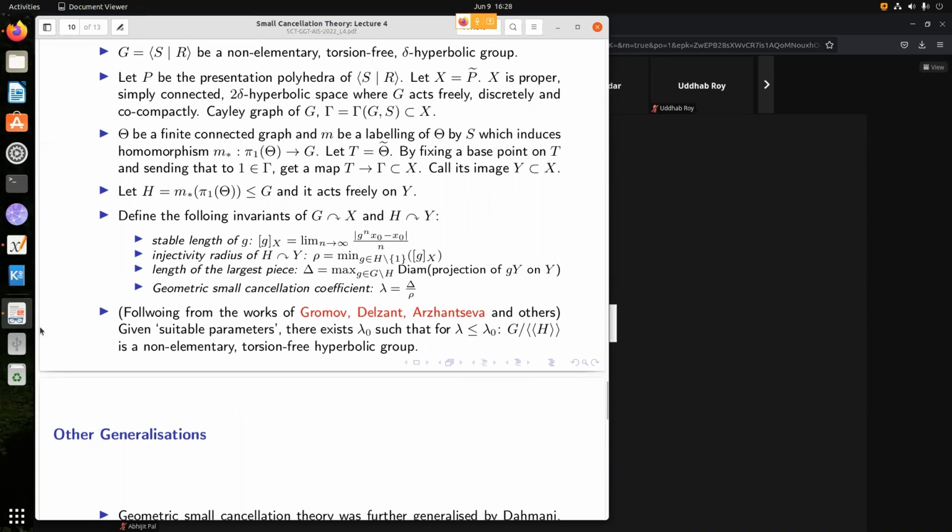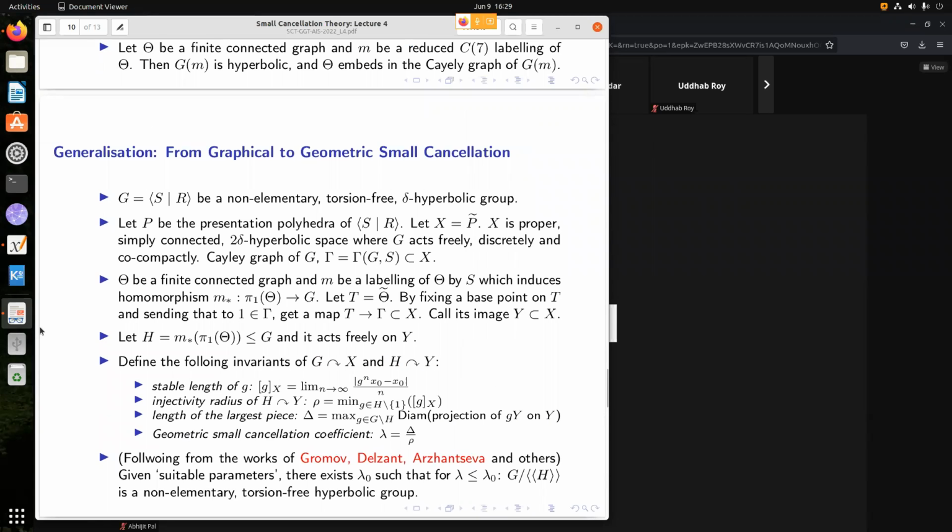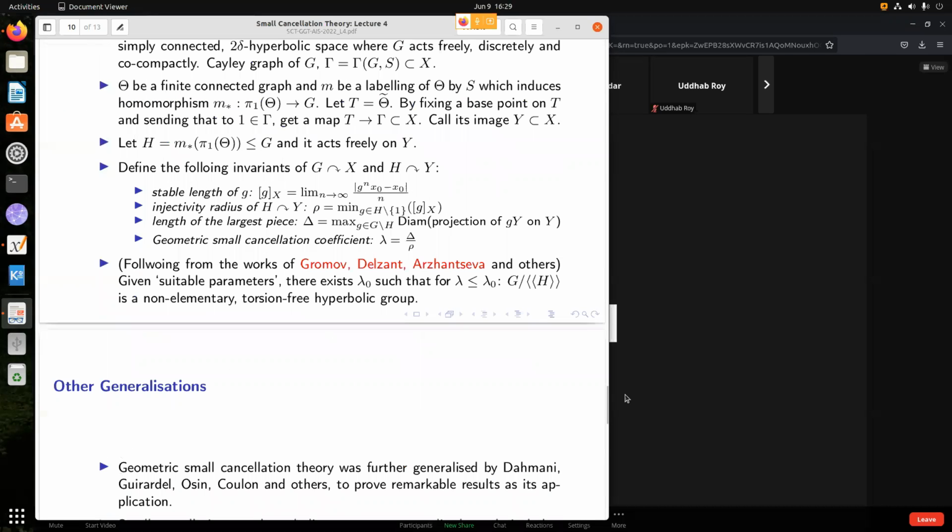Here it was proved by Gromov and also by Arzhantseva and Delzant in that article, that for suitable parameters involved here, there will exist a lambda naught such that for all lambda less than lambda naught, where lambda means the geometric small cancellation coefficient, the corresponding quotient, G quotiented by the normal subgroup spanned by H, would be a non-elementary torsion-free hyperbolic group. That is the main theorem of Gromov's paper. It is written in a cryptic way there, but in that article by Arzhantseva and Delzant, it is done more concretely.